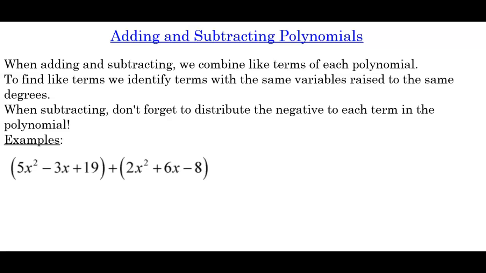Hey everyone, in this video we're going to be learning how to add and subtract polynomials. So when adding and subtracting, we combine like terms of each polynomial. To find like terms, we identify terms with the same variables raised to the same degrees. So what does that mean?